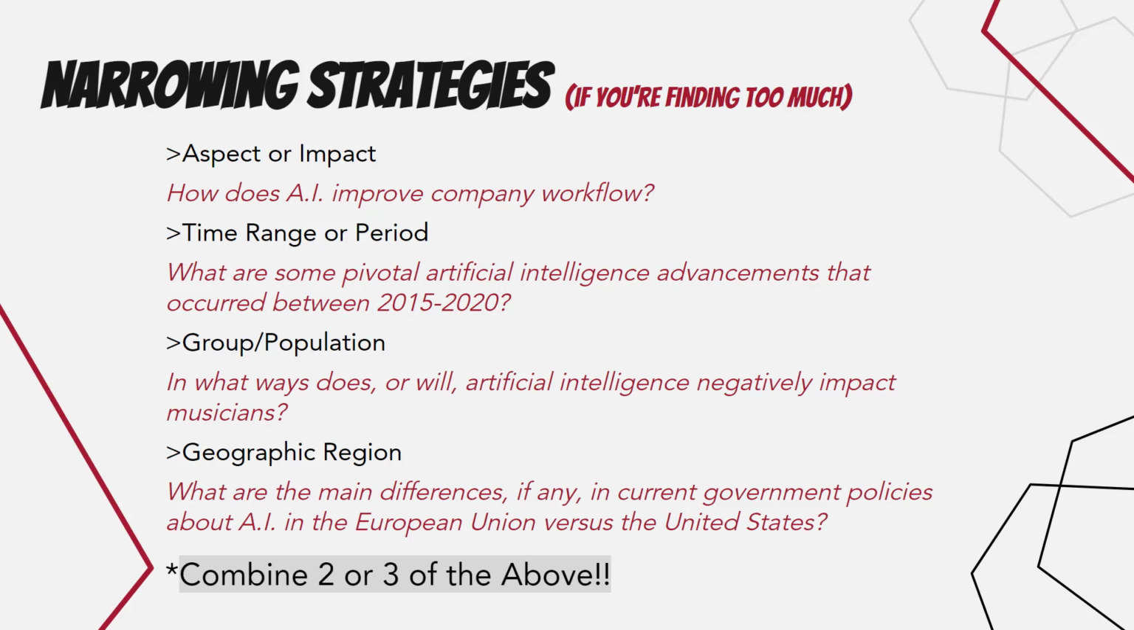Or you might think about whether there's a group based on either age, sex, race, occupation, or ethnicity that you could focus on. For instance, how might AI negatively impact musicians? Or you might consider whether there's a geographical region that you can focus on. For example, what are the main differences, if any, in government policy related to AI in the European Union versus the United States? And last but not least, you might try to find ways to weave 2 to 3 of these different concepts, the ones that are listed above, together to form one mega research question.